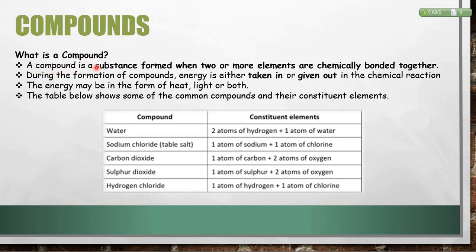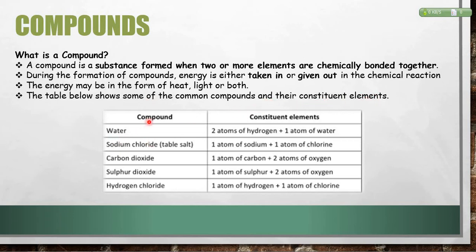A compound is a substance formed when two or more elements are chemically bonded together. This is another definition for a compound. Remember that. During the formation of a compound, energy is either taken in or given out in the chemical reaction. The energy may be in the form of heat, light, or both. The table below shows some of the common compounds and their constituent elements.